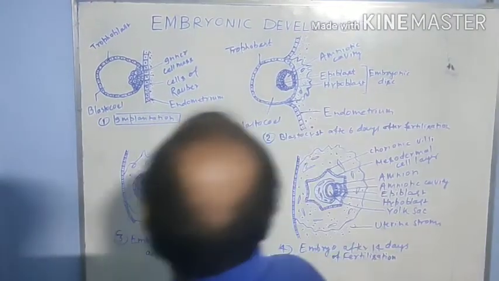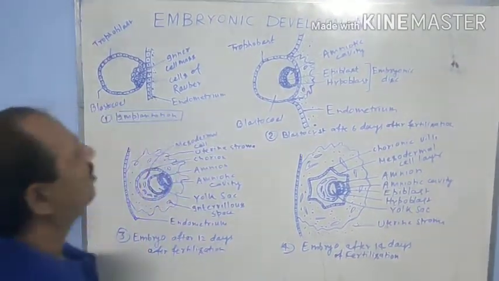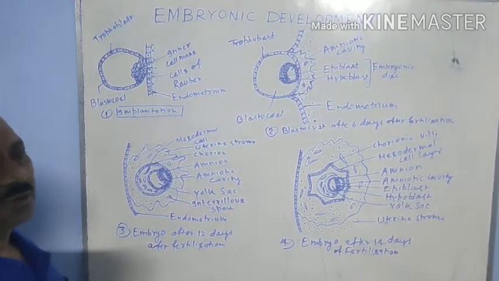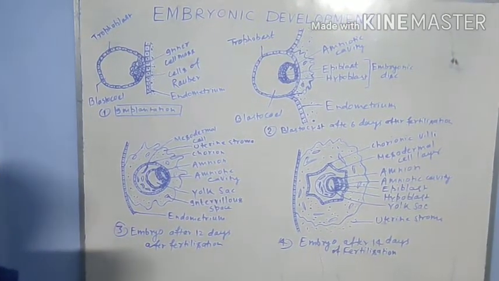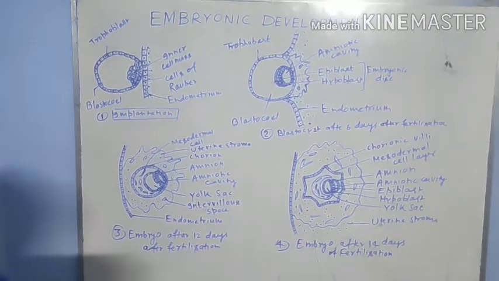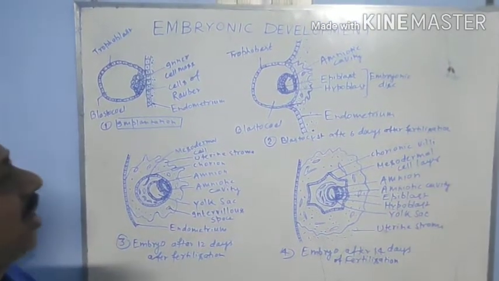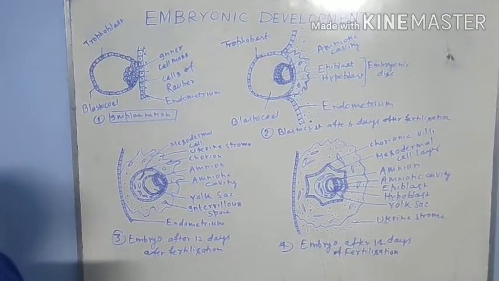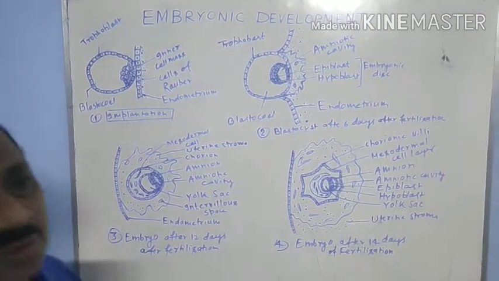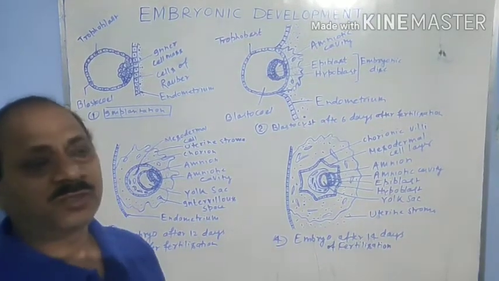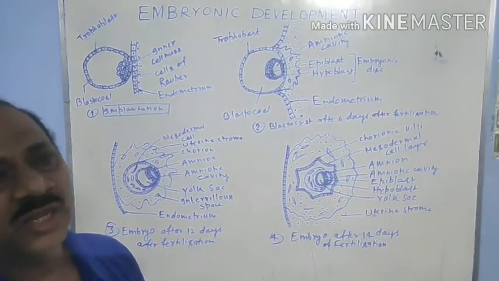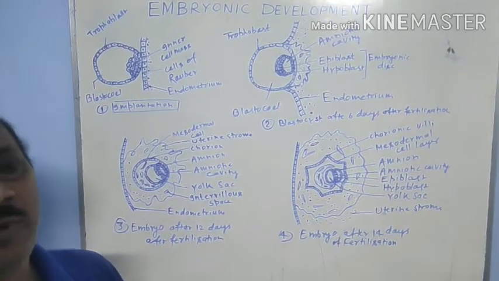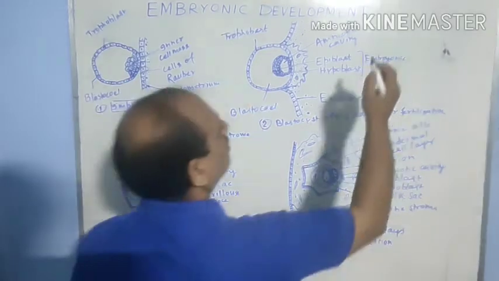Today I would like to discuss embryonic development. In the previous class, cleavage and the formation of the blastocyst were discussed, but I want to repeat the formation of the blastocyst. After fertilization, or as a result of fertilization, a diploid cell is formed, known as the zygote.